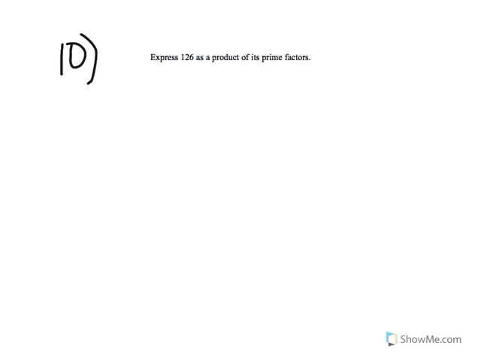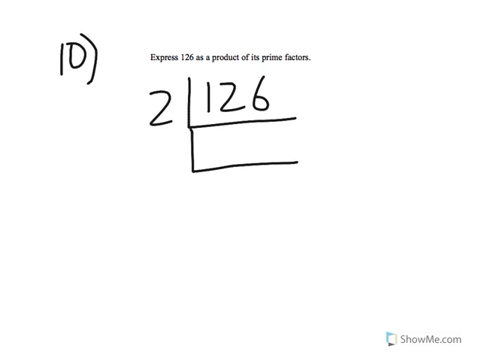So if you want to express 126 or any number for that matter as a product of its prime factors, use this method which I'm showing you now. So you have 126. Now what I like to do is draw a little box around it. Now 126 is actually divisible by 2, and 2 is a prime factor. So you divide 126 by 2, and you're going to get 64.